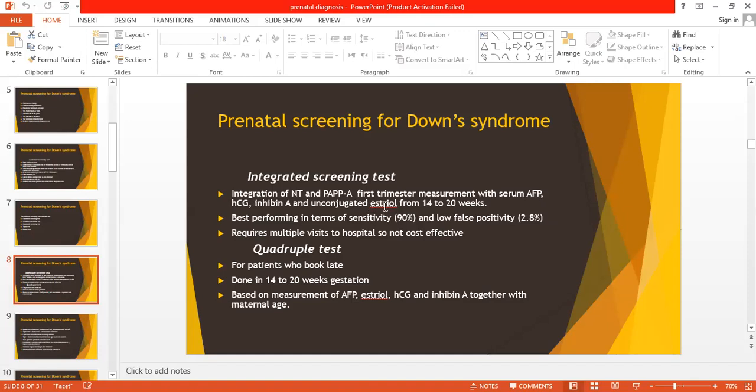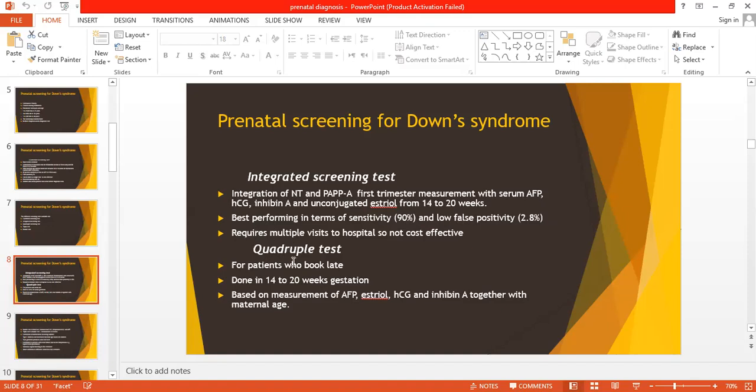It is best performing in terms of sensitivity, right? If a risk cutoff of 1 in 150 is used, it is sensitive in 90% of cases and it has a low false positive rate, but it is not recommended because it is not cost effective. It requires multiple visits on the part of the mother to a hospital.